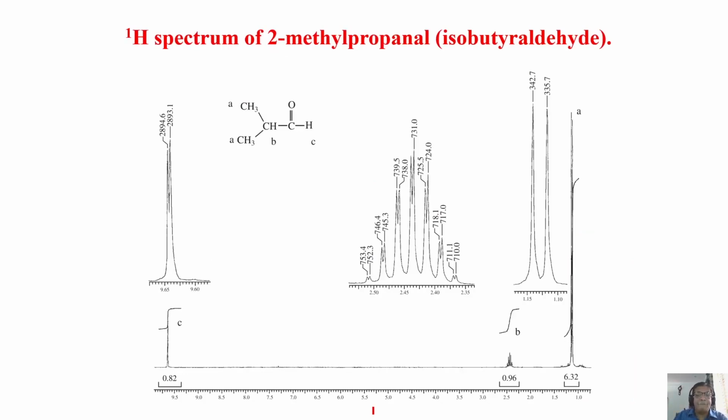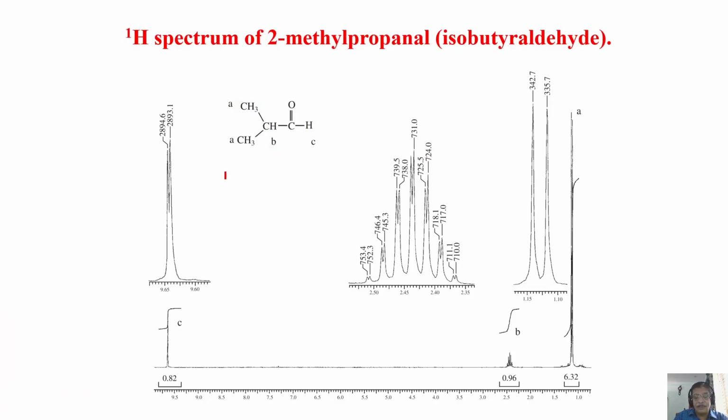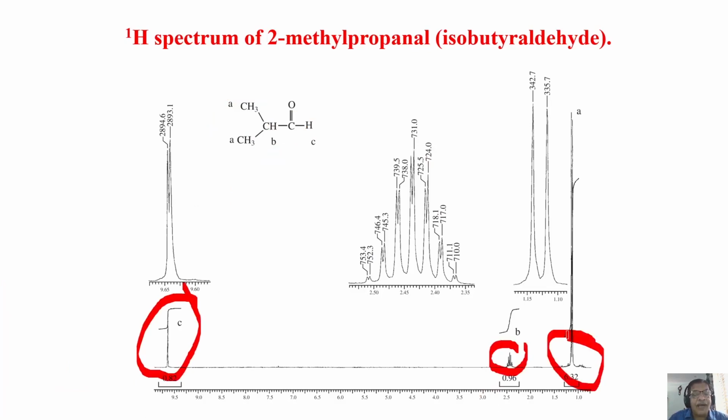I will, see this spectrum. It's a very simple spectrum. It is the spectrum of 2-methyl propanol. Very simple molecule. Look at the structure of this molecule. There is a CH3 group, a CH group and another CH. Only 3 types of protons are there here. So you get one group, another group. Very clear, right?